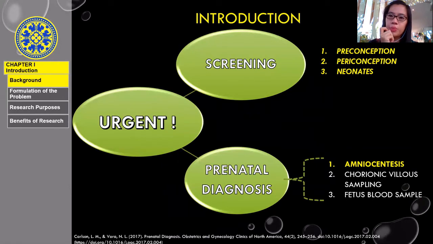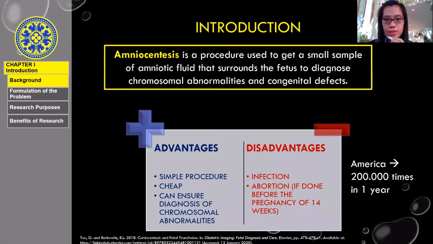This is an important screening and prenatal diagnosis, the amniocentesis. From the screening itself, we can do it preconception, periconception, and screening of the neonates itself. From the prenatal diagnosis, we can know the defect from amniocentesis, chorionic villus sampling, and fetal blood sampling. Amniocentesis itself is a procedure used to get a small sample of amniotic fluid around the fetus to diagnose chromosomal abnormalities and congenital defects.